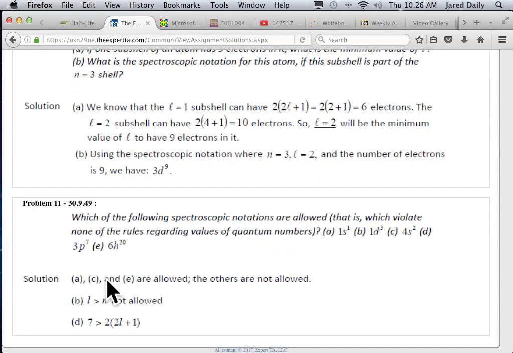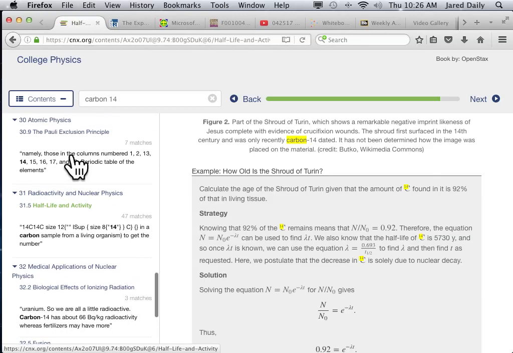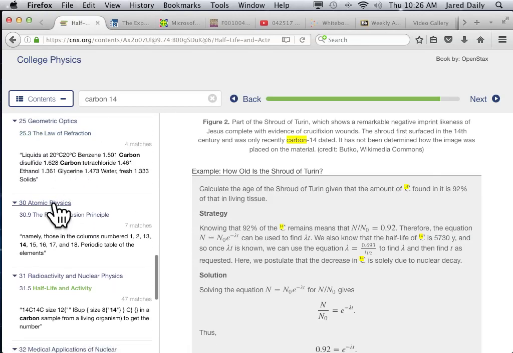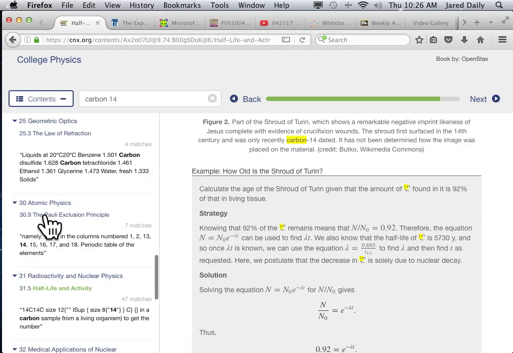Spectroscopic notations are allowed. Which ones are allowed, which violate none of the rules regarding the values of quantum numbers, right? So remember, the rules for quantum numbers come up in that table we were looking at here in chapter 30.